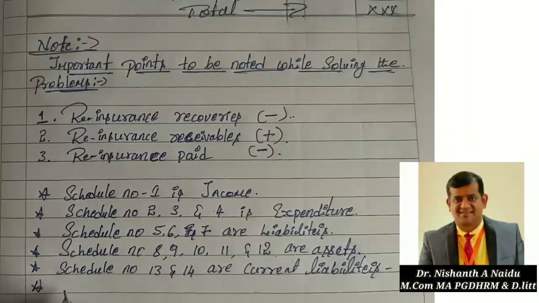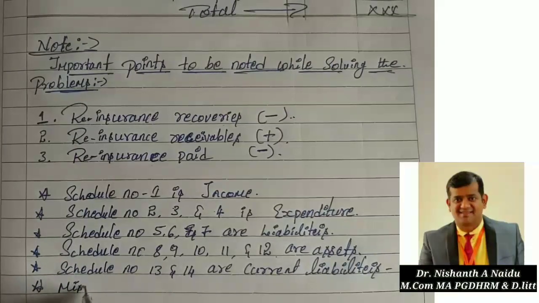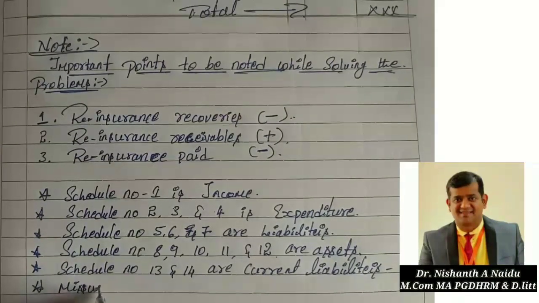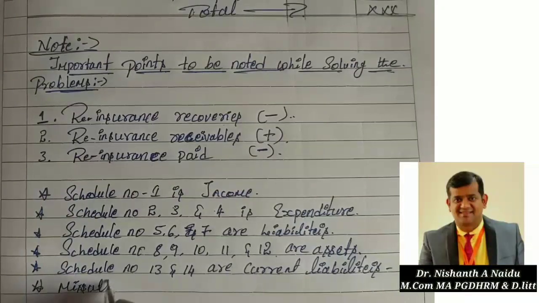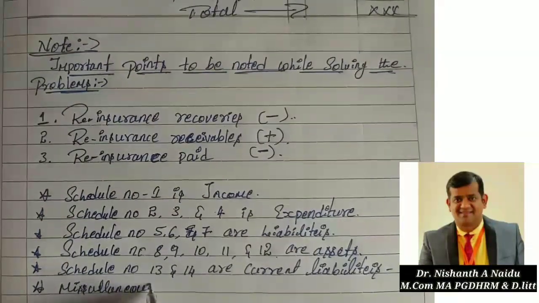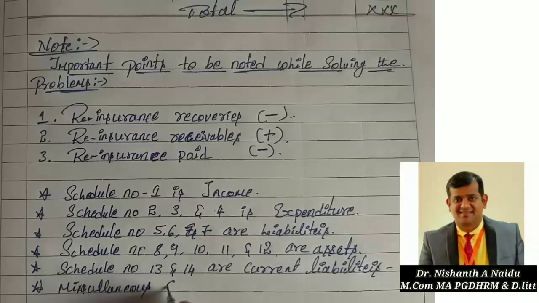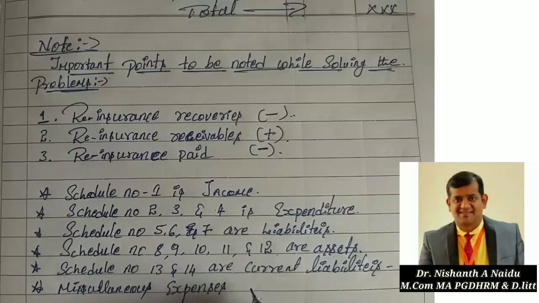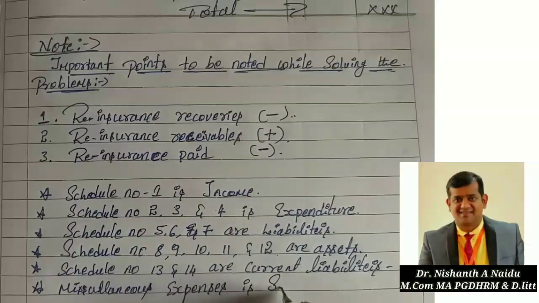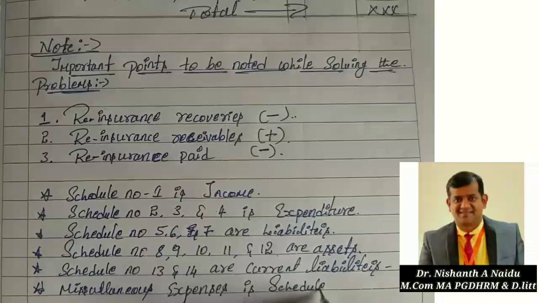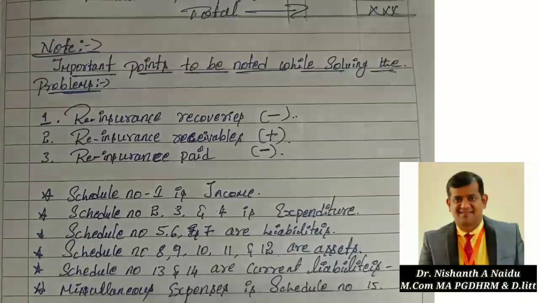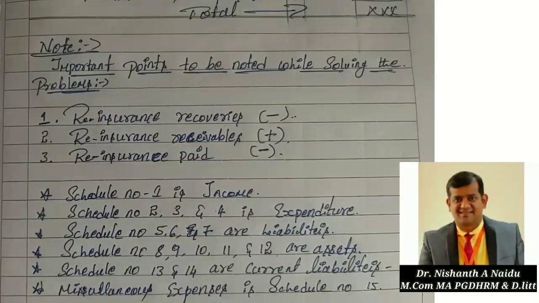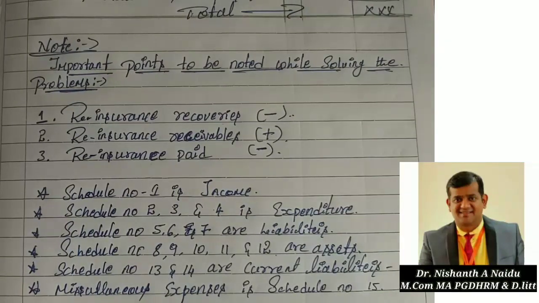Okay, then miscellaneous expenses. Miscellaneous expenses is schedule number 15. So these are all the schedule numbers which you have to remember.